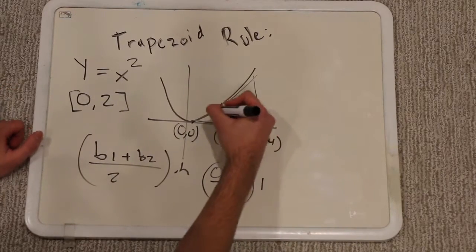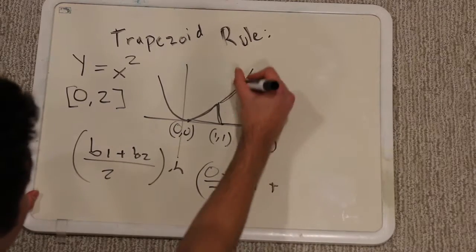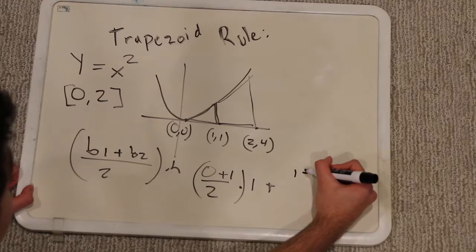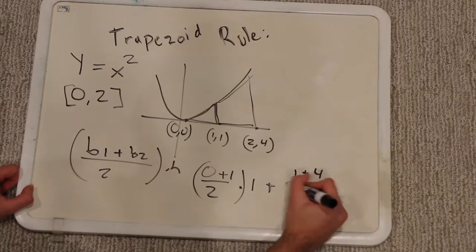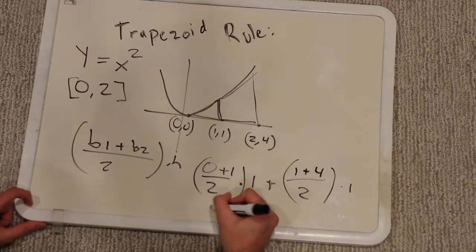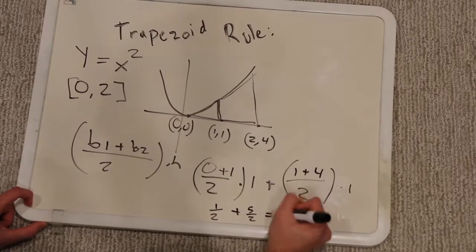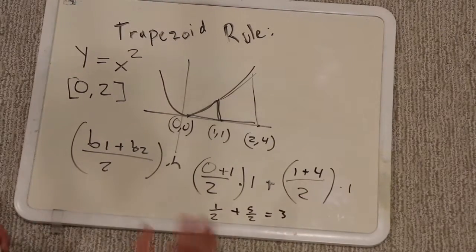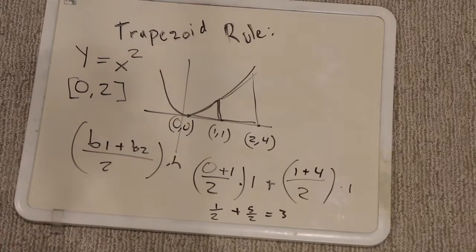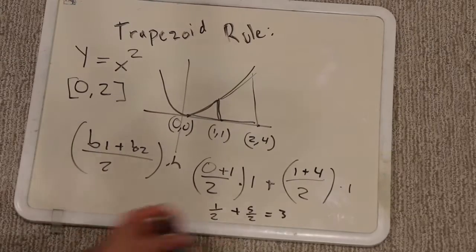That's going to be this trapezoid right here, which is almost a triangle. And then we're going to add the next trapezoid, which is going to be 1 plus 4, over 2 times 1. So once you add this up, you're going to get half plus 5 over 2, which is just going to equal 6 over 2, which is 3. So that's going to be the area under the curve from 0 to 2 of x squared using two trapezoids. And using the trapezoid rule, you'll get 3. So I'm going to toss it over to Rajit.